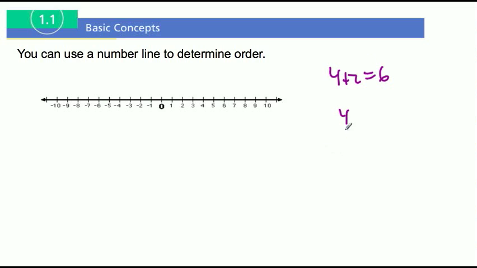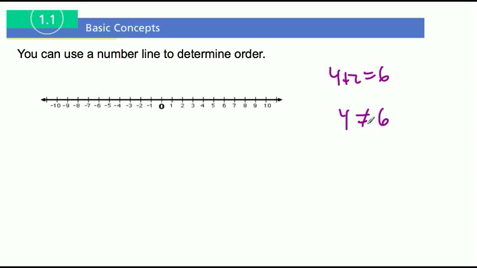However, if you have something like 4 is not equal to 6, this right here is not an equation, but now this is going to be called an inequality, and that's because they are not equal. But we have symbols that we can use to represent the different types of inequalities.